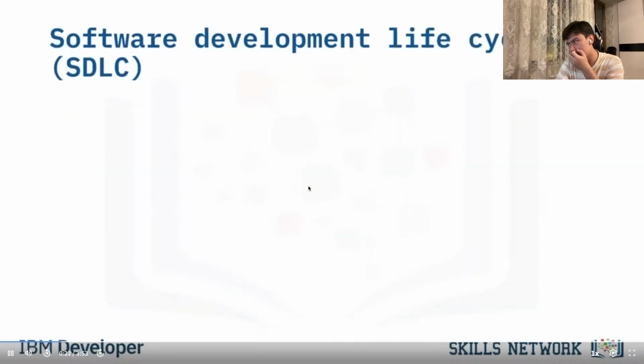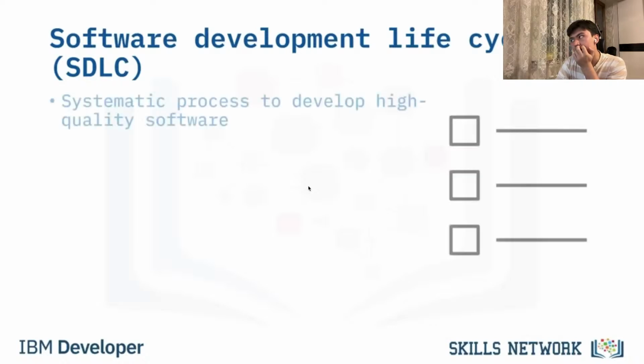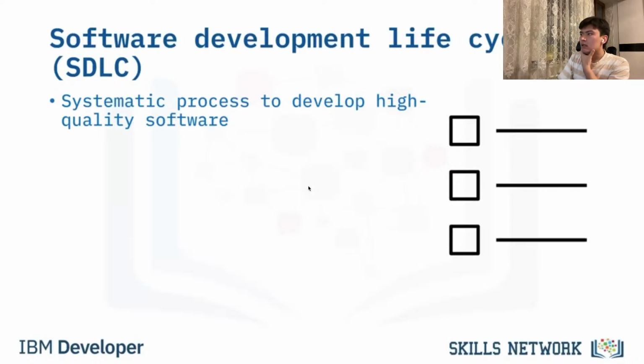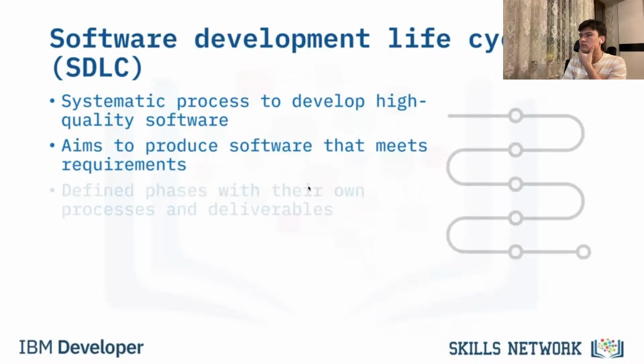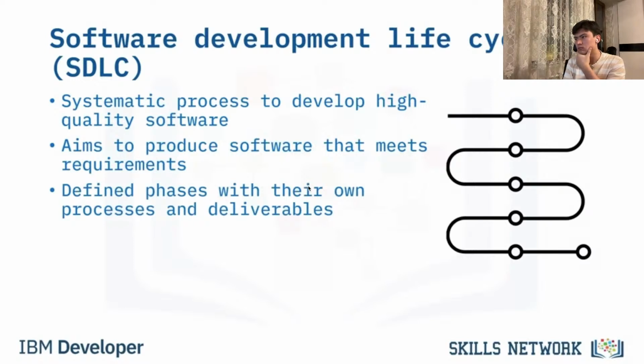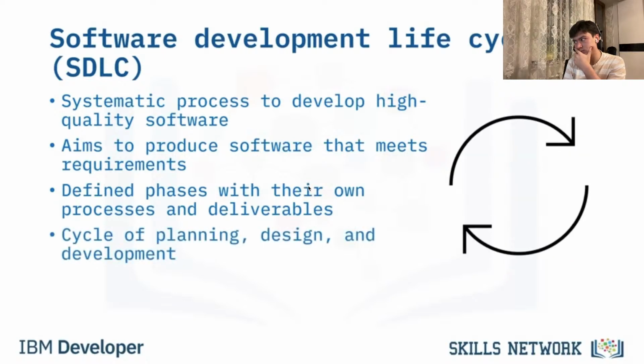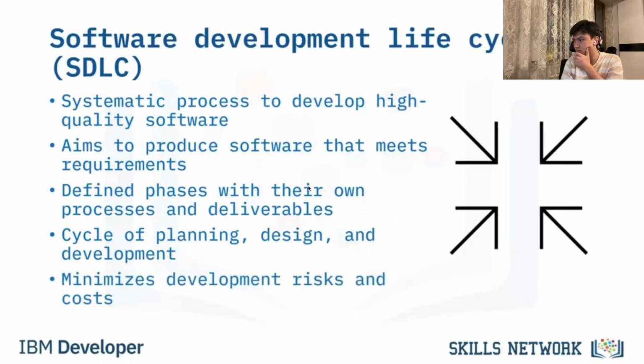The software development lifecycle, known as the SDLC, is a systematic process to develop high-quality software in a predictable timeframe and budget. The goal of the SDLC is to produce software that meets a client's business requirements. The SDLC defines phases of the software development process that encompass their own process and deliverables. It's a cycle of planning, design, and development that can be implemented as an iterative approach to software development. Adherence to the SDLC minimizes risks and costs to the development of high-quality deployable software.